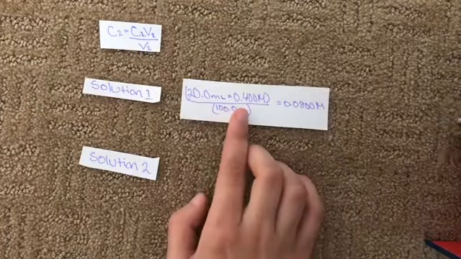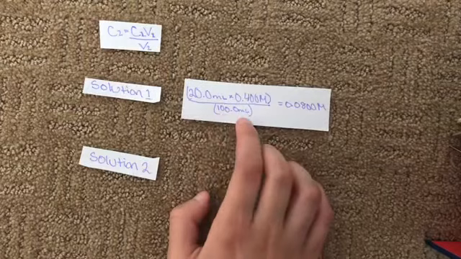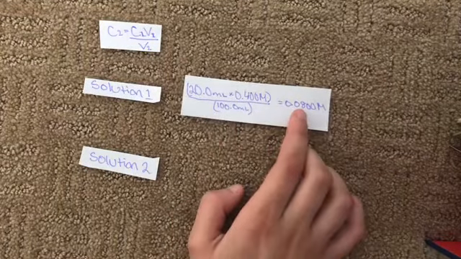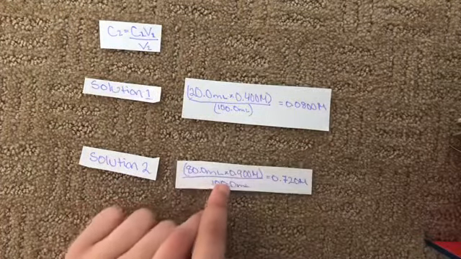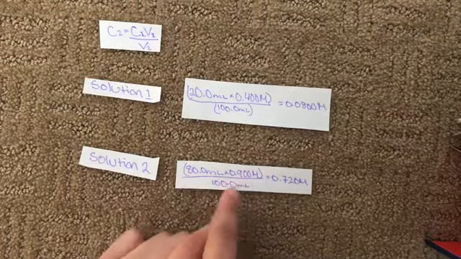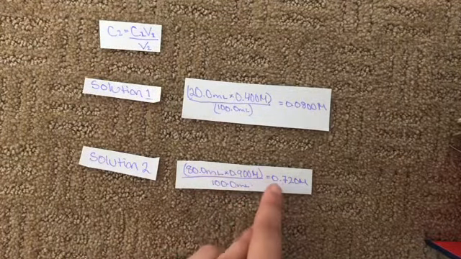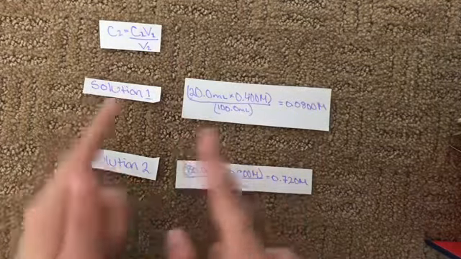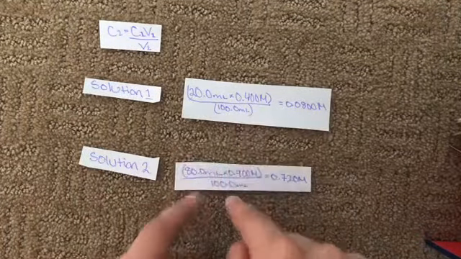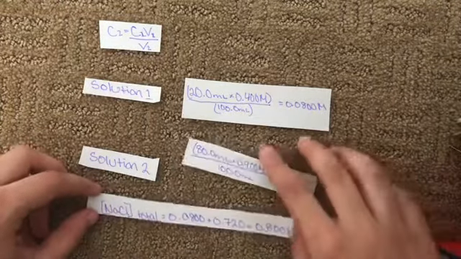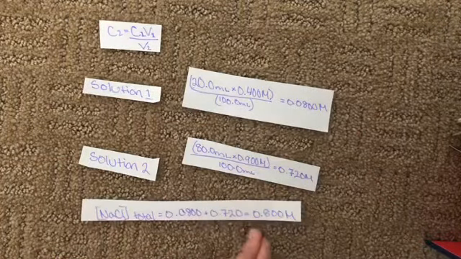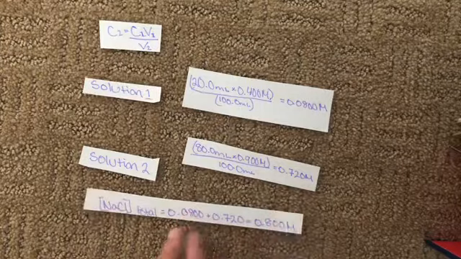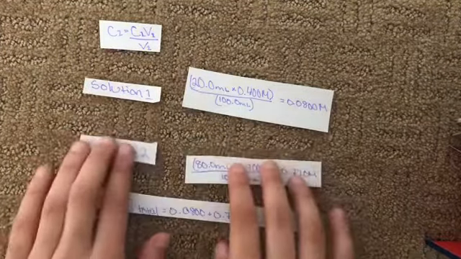For solution 1, we have 20 milliliters times 4.00 M over 100 milliliters, which equals 0.800 M. And for solution 2, we have 80.0 milliliters times 0.900 M over 100 milliliters, which equals 0.720 M. We're still paying attention to sig figs in both solutions. We find the total concentration of sodium chloride by adding the two molarities together, and still notice how we are keeping an eye on sig figs.